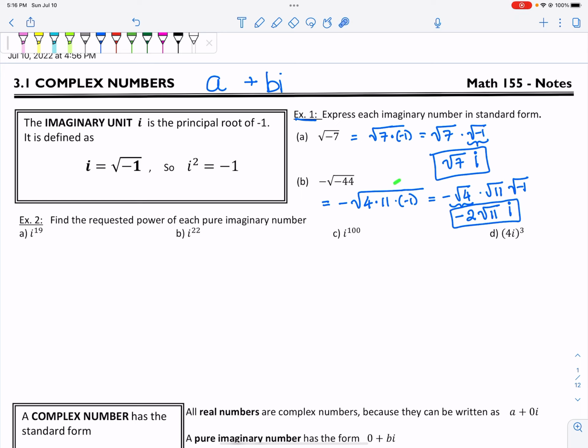Sometimes when you're very good at this, you don't have to go step by step this way. Normally what I would do here is just factor the 44 out to be 4 times 11. And I know that the square root of 4 would be 2. And I know that there's a negative inside the square root, so the i is going to come out somewhere. And then the 11 stays inside because it's not a perfect square factor.